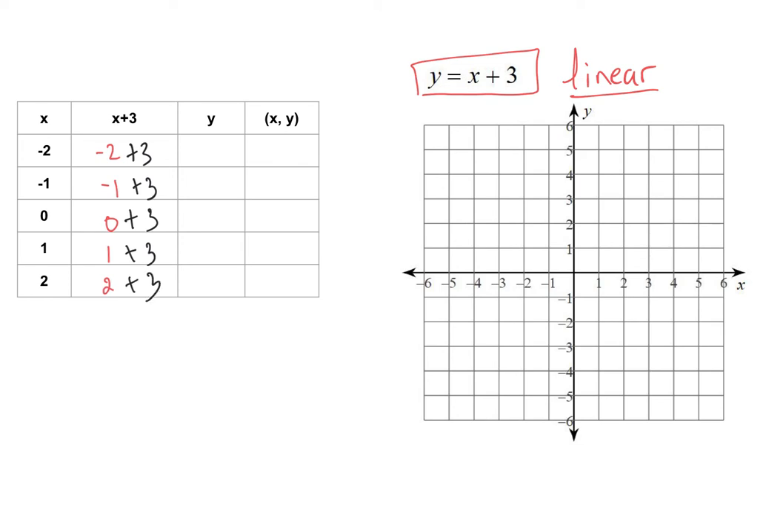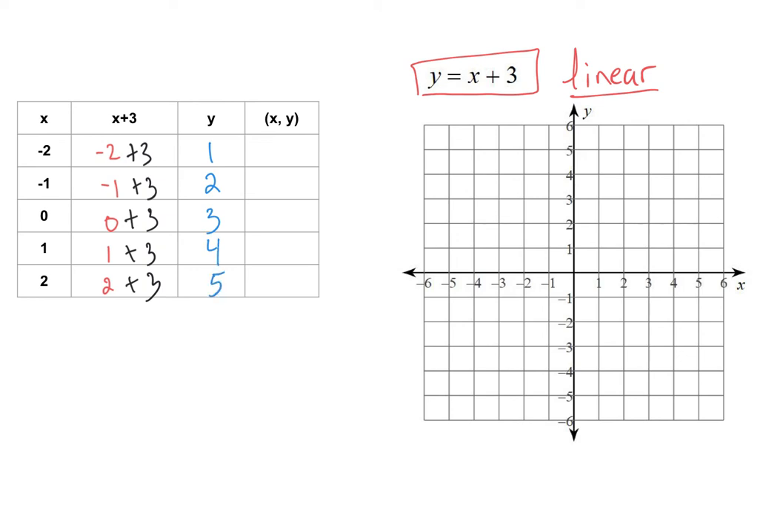And then you're just going to use your order of operations to actually evaluate this. So -2 plus 3 is 1. -1 plus 3 is 2. 0 plus 3 is 3. 1 plus 3 is 4. 2 plus 3 is 5.